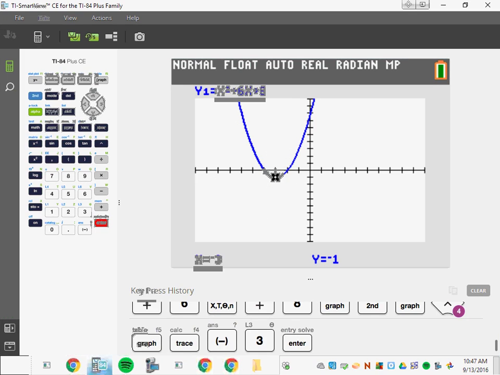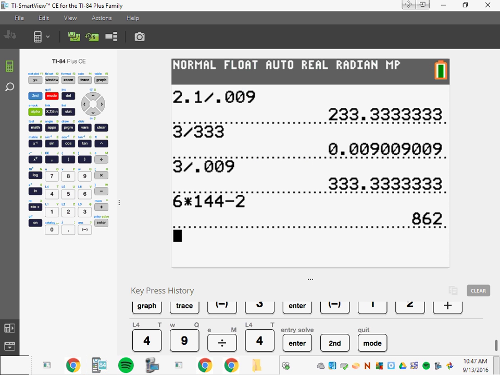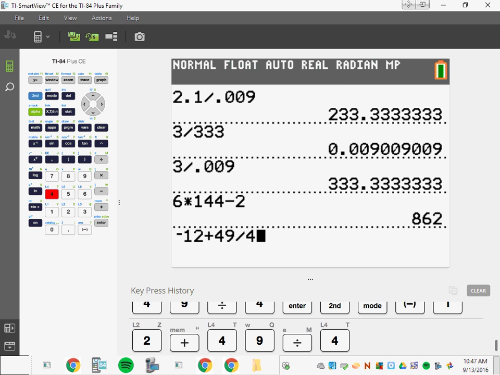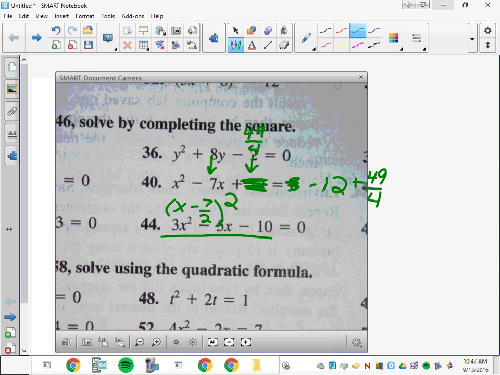So in my calculator, -12 plus 49/4. Oh, oops. So -12 plus 49/4. Math fraction. 1/4. Why is 1/4 a really nice number? It's a perfect square. 1/4 is the perfect square of what number? 1/2. So all of this equals 1/4.